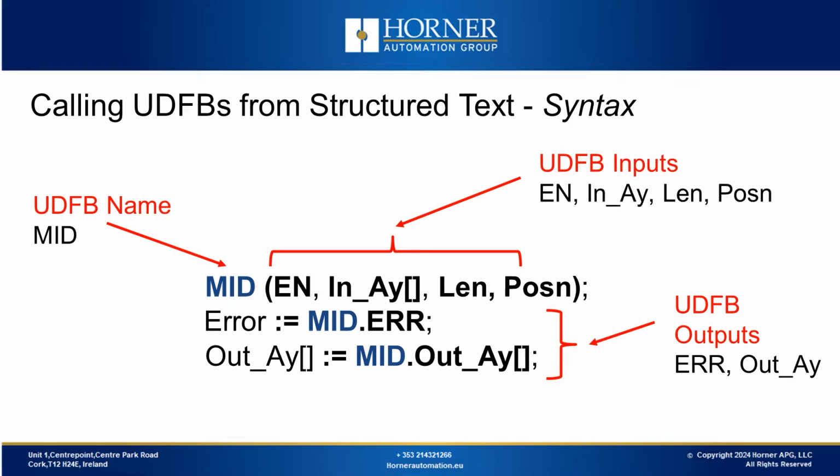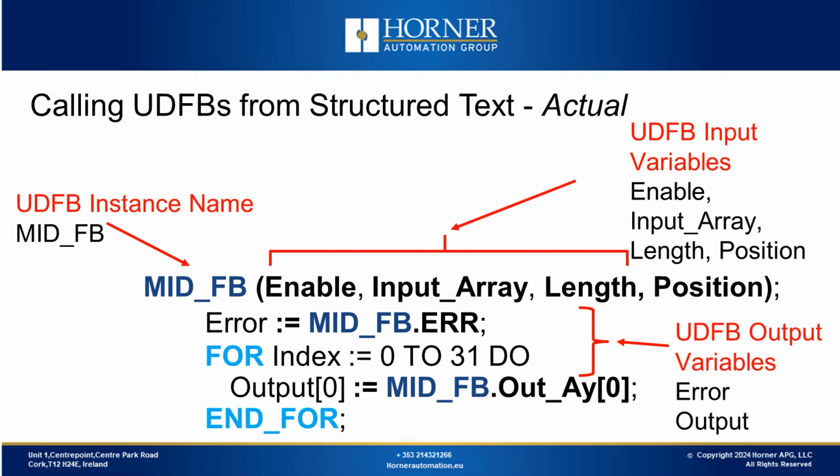This user-defined function block has two outputs. It has an output called ERR for error, and it has a second output, which is an array string, which is a string type output. In lines 2 and 3 of our example syntax, we can see we are retrieving the outputs of the UDFB using assignment statements. So we have a variable called error, which we are assigning the ERR output of the mid UDFB to. On the next line, we have our variable output array, which is mapped to the output array of the mid function block. Now let's look at an example of how we would actually code this.